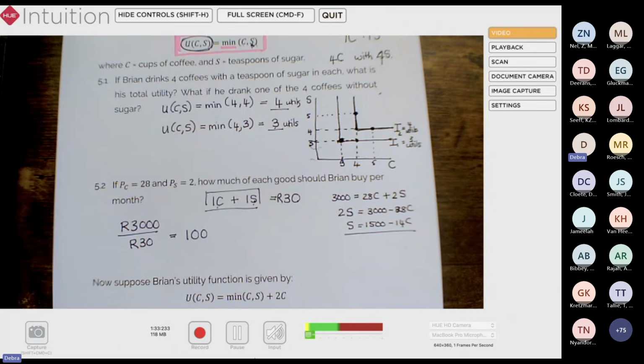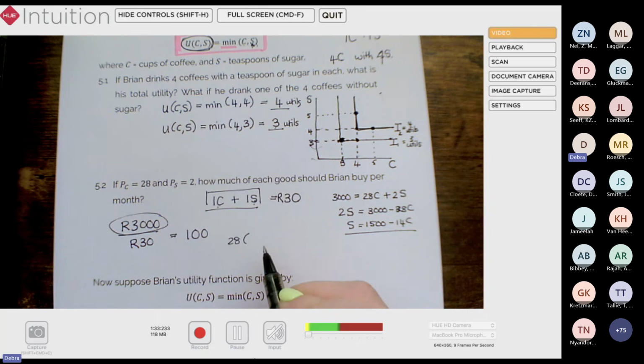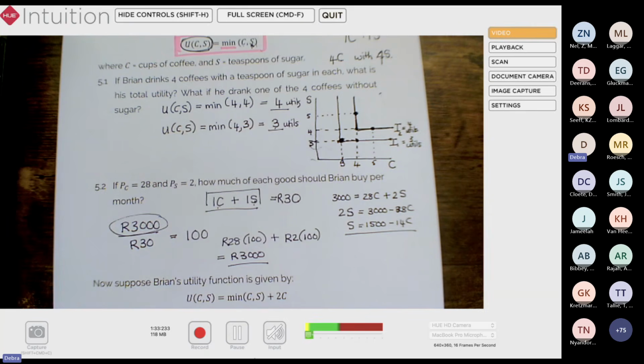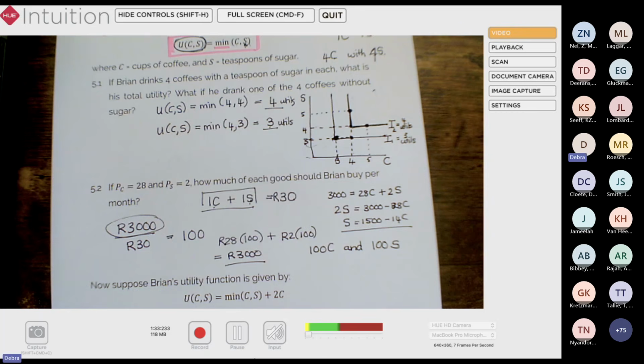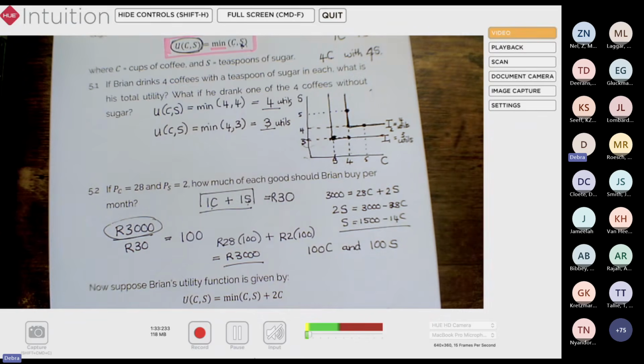And we know that that's going to also equal his 3,000, because if I take, sorry, not 28, 20 Rand for a cup of coffee times 100, and I add that to 2 Rand for a teaspoon of sugar times 100 teaspoons, I end up with 3,000 Rand. So his optimal consumption bundle is going to be 100C and 100S. Okay. Does that make sense? Does everyone now understand where the min function applies to these types of indifference curves for perfect complements?